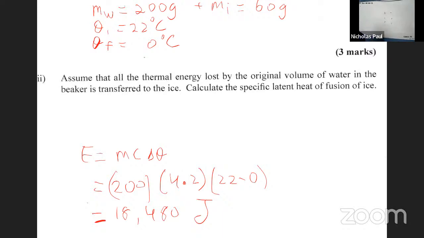Something a little different with this one. I want to help you out here, but think of what happened to the ice. Well, the ice melts. Did the ice undergo a temperature change? No, because you see that the final temperature was zero. So do we need to add on the m c delta theta part from the last one? No.